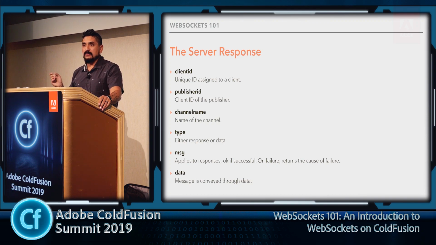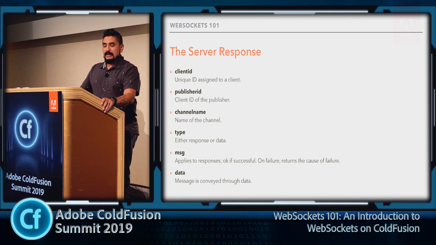If that value is 0, you know it came from the server, so WS publish. The channel name that this response came through, in case you're subscribed to multiple channels. The type, whether it's a response or data. If it's a response, you'll normally see something in the message key, which applies to responses. You get an OK, successful, and if it's an error, it's going to give you the cause and failure. And if it's data, you're going to look at that data key, and that's going to contain an object, whether it's a string or an array or a struct, whatever is sent. That's where you're going to look for your data set.